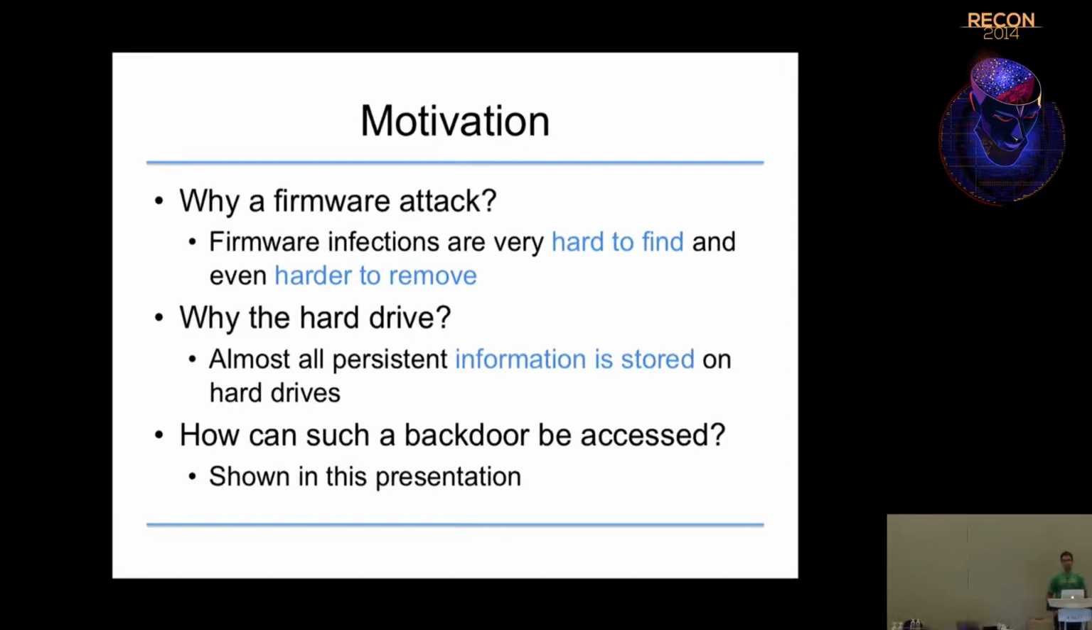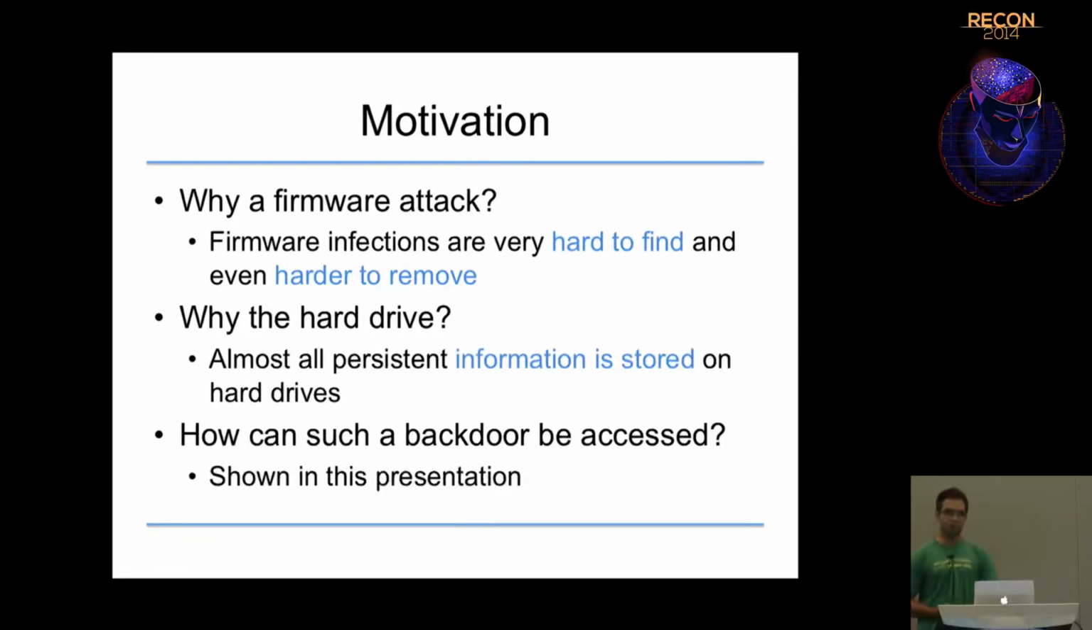And the other question, why would you backdoor a hard drive? A hard drive is quite interesting in a computer because all the persistent information is stored there. So if you want to get access to bank account details, secret documents, anything else, password files, it's all stored on the hard drive. And the third question is, how can such a backdoor be accessed? And this I'm going to show here.